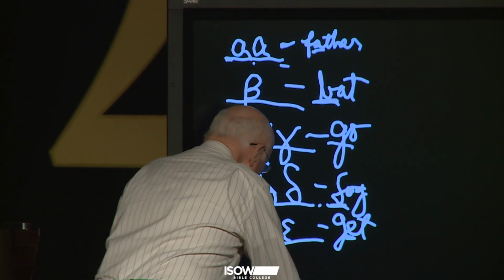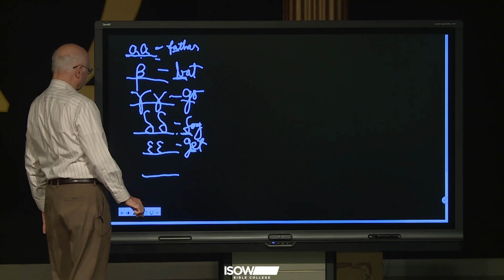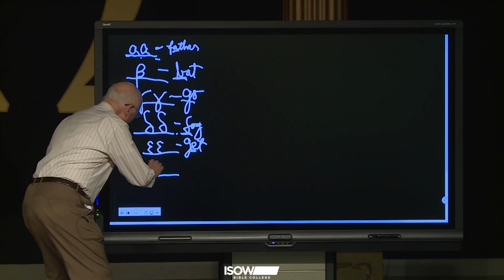The next letter is zeta. You begin above the line, come around and loop, and you come down and hang the foot just below the line, the zeta. And it is pronounced like the Z in zero.